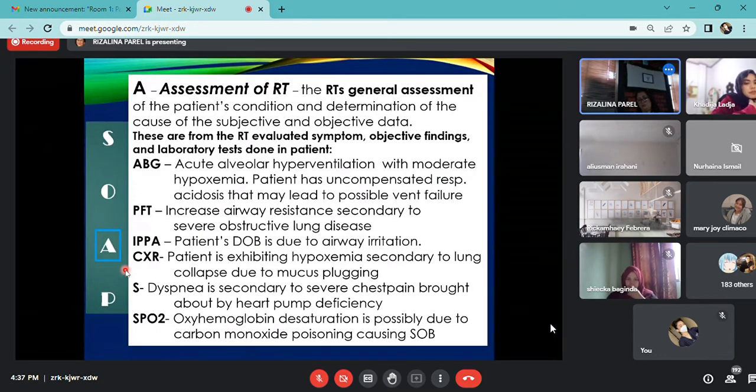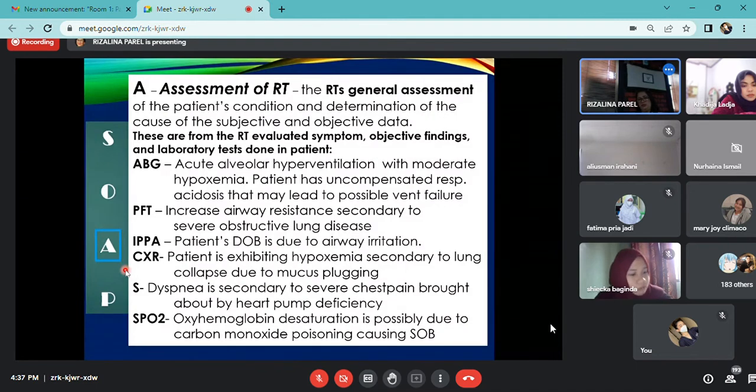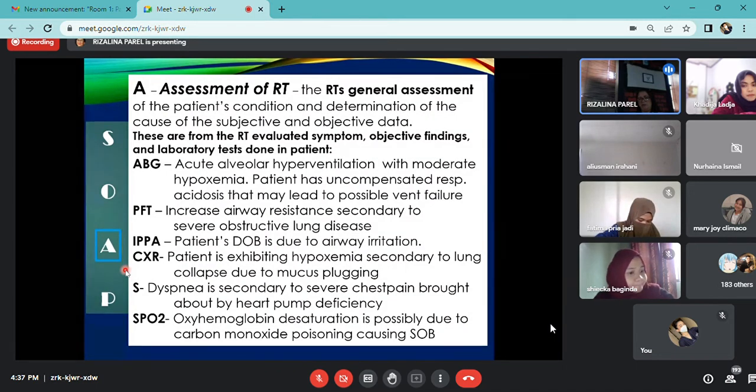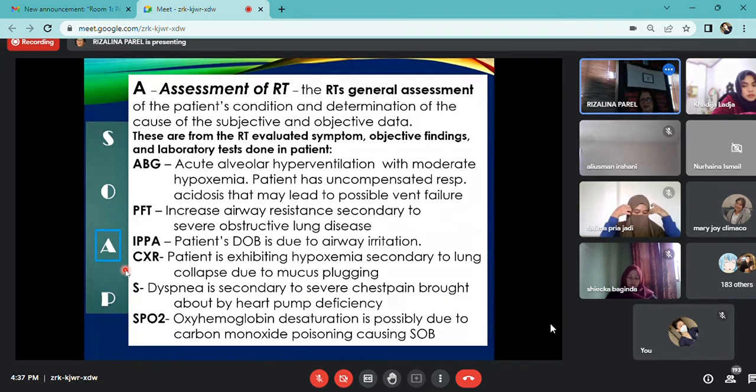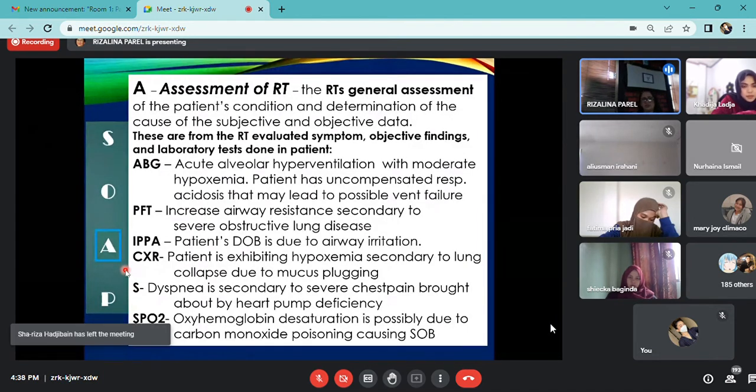And we may also be utilizing the subjective complaint for the assessment. Okay, makaka-form tayo ng assessment dyan using dyspnea is secondary to severe chest pain brought about by heart pump deficiency. Okay, so hindi natin ginamit yung sakit ng patient but dinescribe natin kung ano yung underlying condition na na-assess natin. SpO2, pwede mo rin gamitin yan. The oxyhemoglobin desaturation is possibly due to carbon monoxide poisoning causing shortness of breathing. Okay? So, assessment like that.